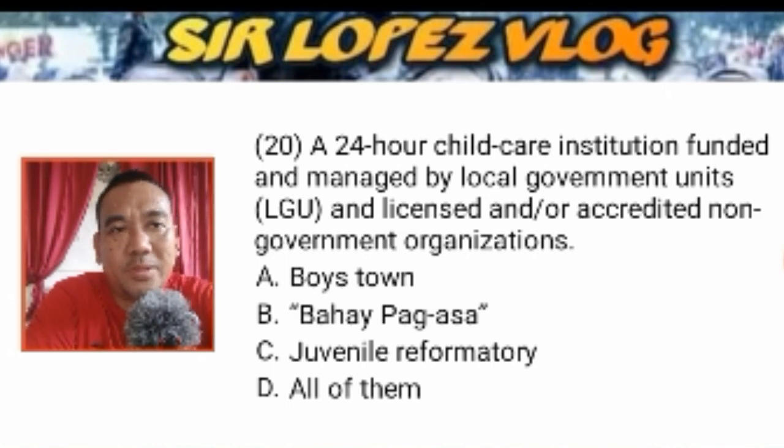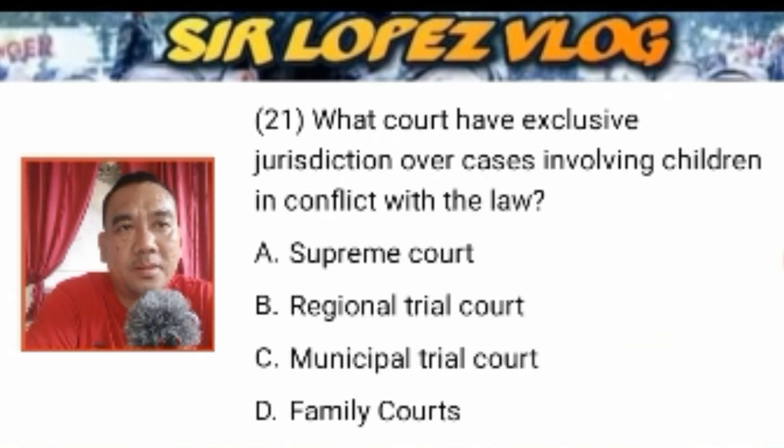Next, number 21. What court has exclusive jurisdiction over cases involving children in conflict with the law? A. Supreme Court. B. Regional Trial Court. Letter C. Municipal Trial Court. Or letter D. Family Courts.